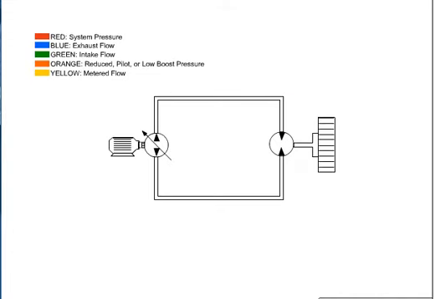A closed circuit normally means the hydraulic fluid is returned from the prime mover directly back to the inlet of the pump. In most closed circuits, the continuous leakage from the pump and motor is replenished by an auxiliary pump.